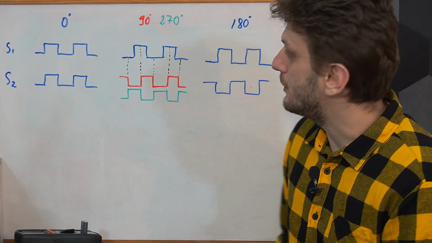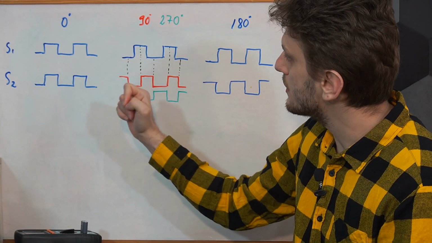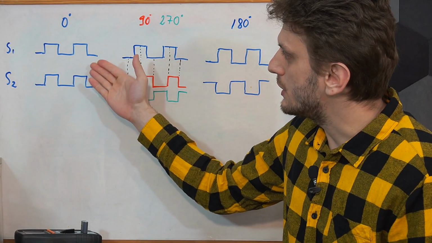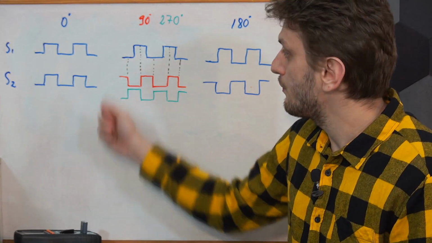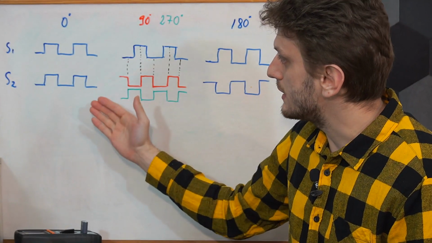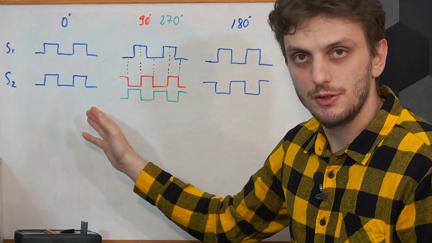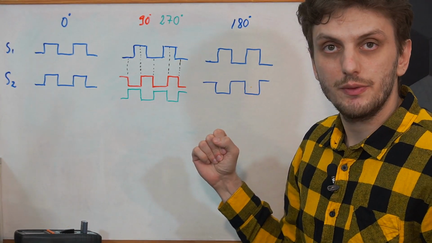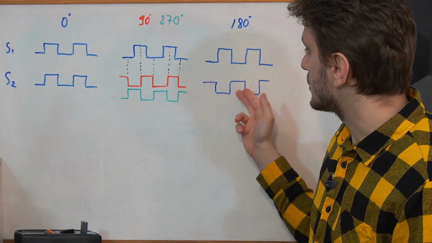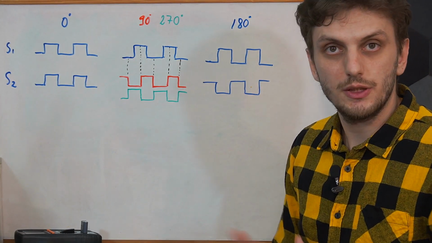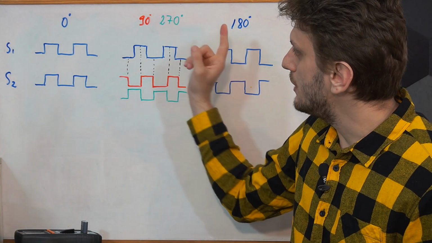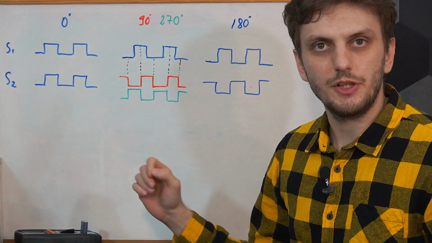So what I have here is two signals in 4 cases. So on the one side, with a 0 degrees phase shift, both signals look exactly the same, have the exact same timings. Then we have the 180 degrees phase shift. So here the two signals are one inverted in reference to the other.